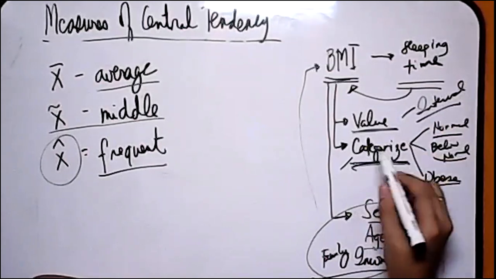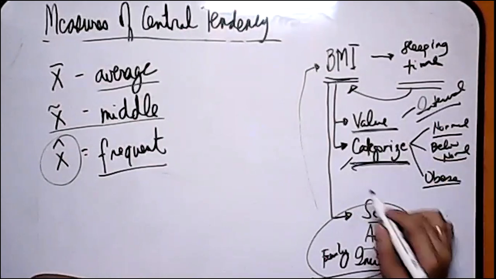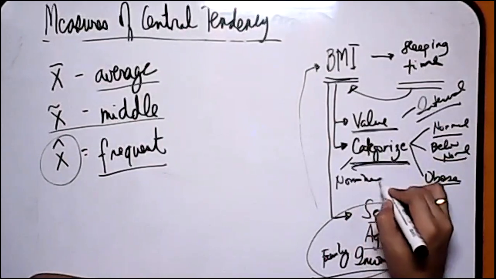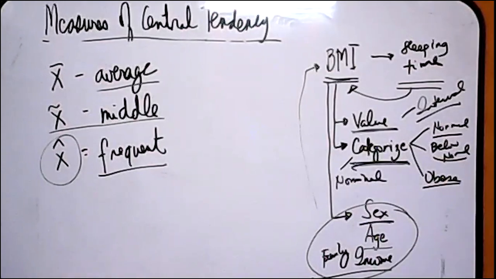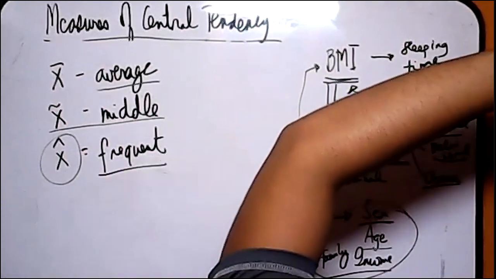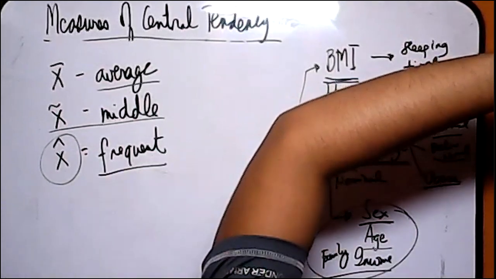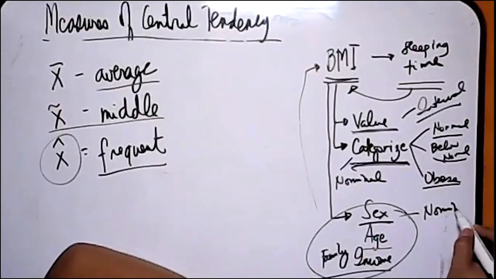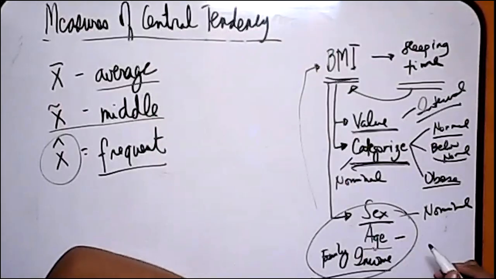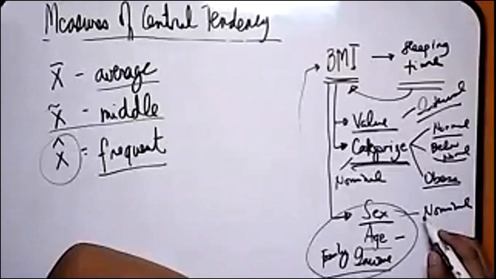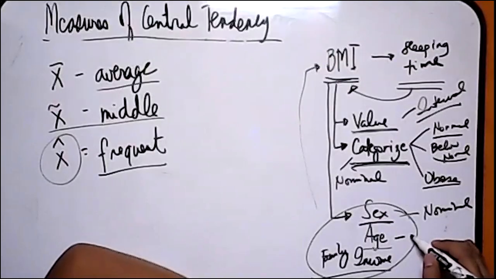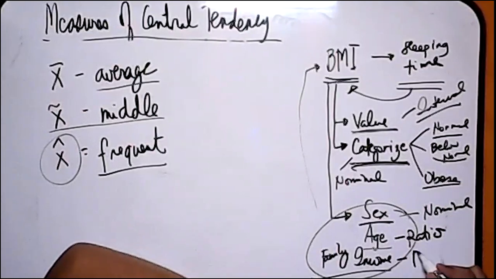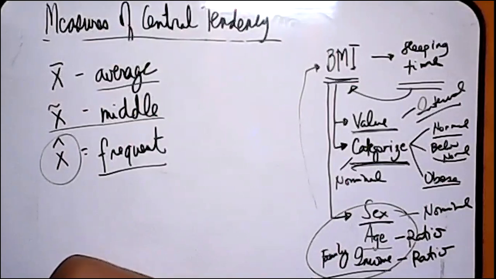What about categories of BMI? Nominal. Okay. What about sex? Nominal. Nominal pa din yan, right? Okay, nominal pa rin ito. Okay, what about age? This is? Ordinal. This is ratio. While family income is also ratio. All right? So it is ratio.